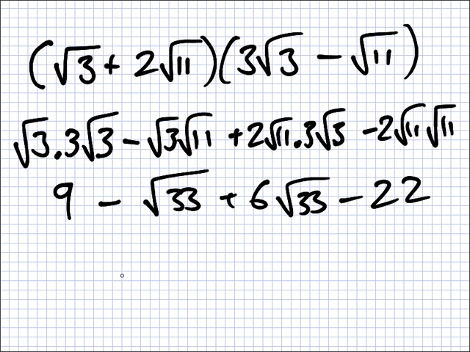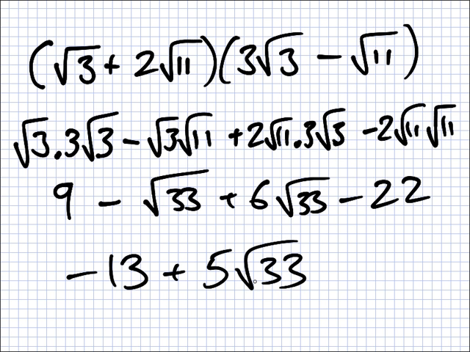Just 1 second, let me just do one last line. 9 minus 22, what's that, minus 13? Plus 5 root 33. Okay, what was your question? How did you get the 5? How did I get what? 5. 6 root 33s minus 1 root 33 leaves me with 5 root 33s. You know, I have 6 of them here and I take 1, leaves me with 5.